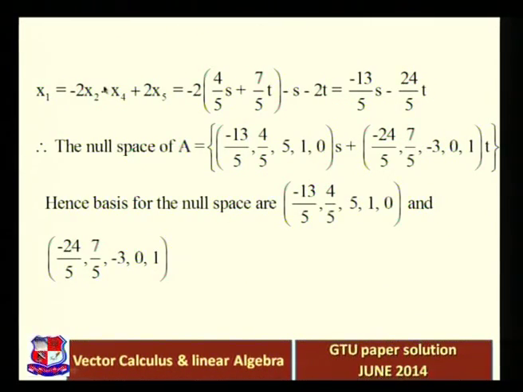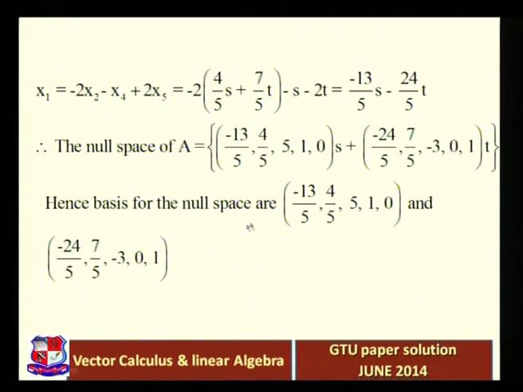Now x1 is equal to minus 2x2 minus x4 plus 2x5, that is equal to minus 2 into (4s by 5 plus 7t divided by 5) minus s plus 2t, that is equal to minus 13s divided by 5 minus 24t divided by 5. So the null space of A is equal to (minus 13 by 5, 4 by 5, 5, 1, 0) into s plus (minus 24 by 5, 7 by 5, minus 3, 0, 1) into t.